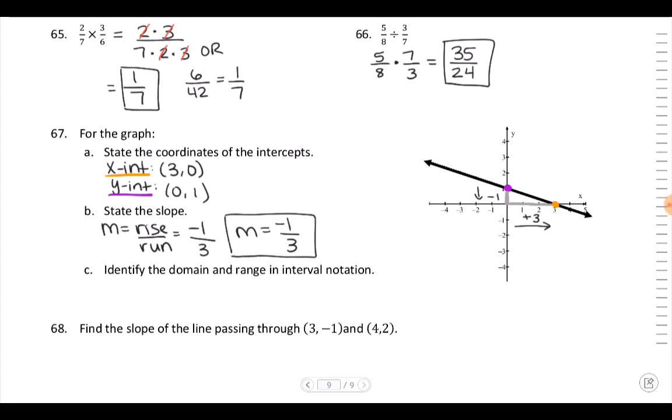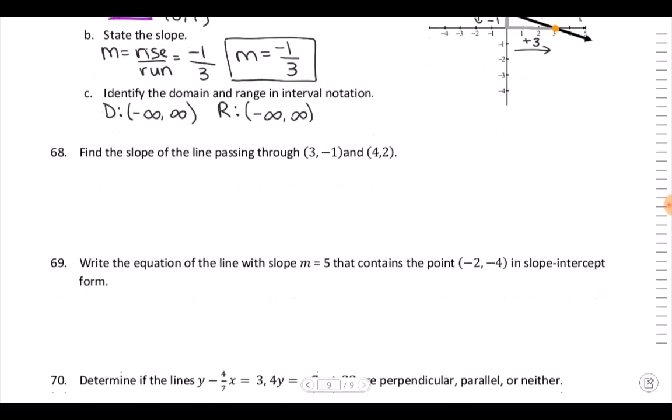Identify the domain and range in interval notation. Okay, well, this is easy. Domain, well, you see those arrows go forever to the left and forever to the right. That's everything. Negative infinity to infinity. And for that same reason, the range of this one is negative infinity to infinity, except that it's because it's going down forever and because it's going up forever. So both of those would be negative infinity to infinity.